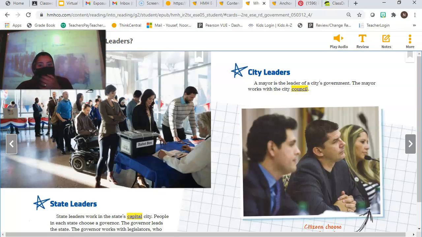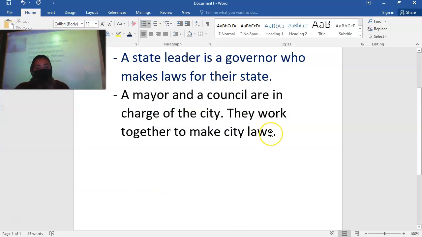A mayor is the city leader, right? This page is mostly about how a mayor and a council are in charge of the city. They work together to make city laws. That's the next thing you're going to write. You're going to write what the city leaders page was about. It was about a mayor and a council in charge of the city. They work together to make laws. Go ahead and write that down. You can pause the video now.